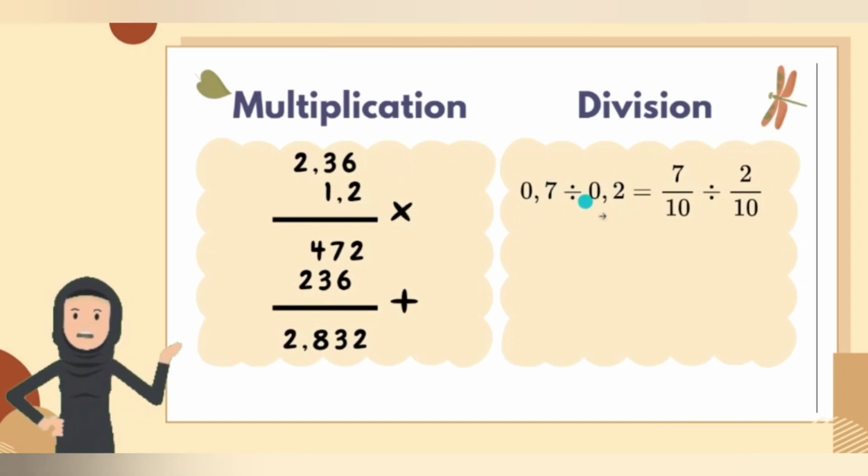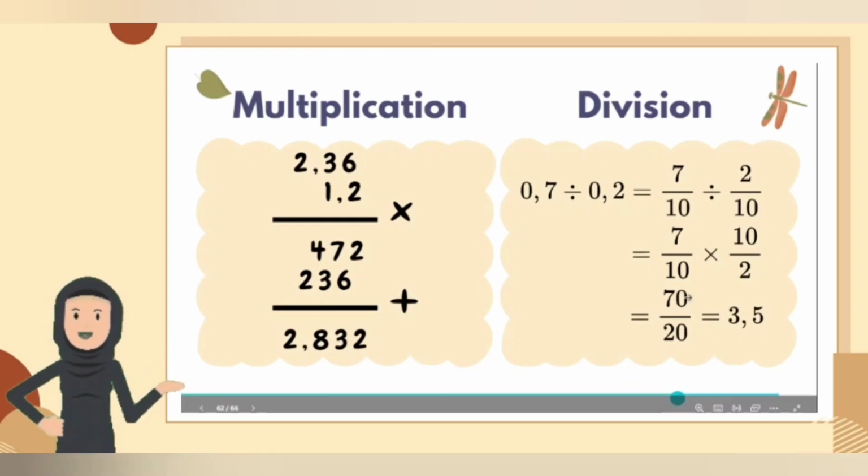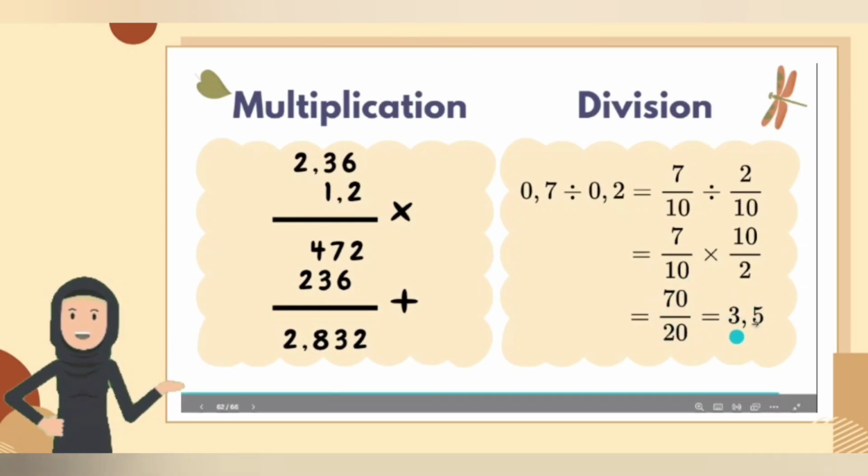0.7 divided by 0.2. 0.7 is 7 tenths. 0.2 is 2 tenths. 7 tenths divided by 2 tenths is 7 tenths times 10 over 2, the same as multiplication. The result is 70 twentieths, or 3.5.